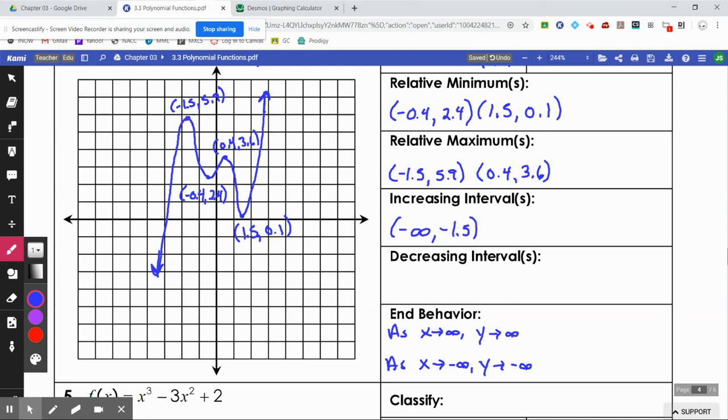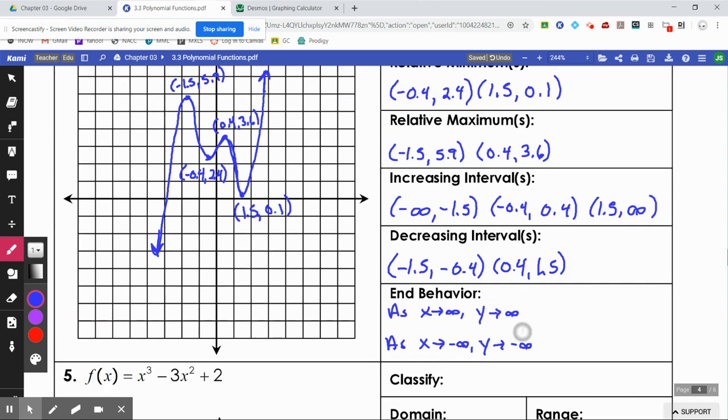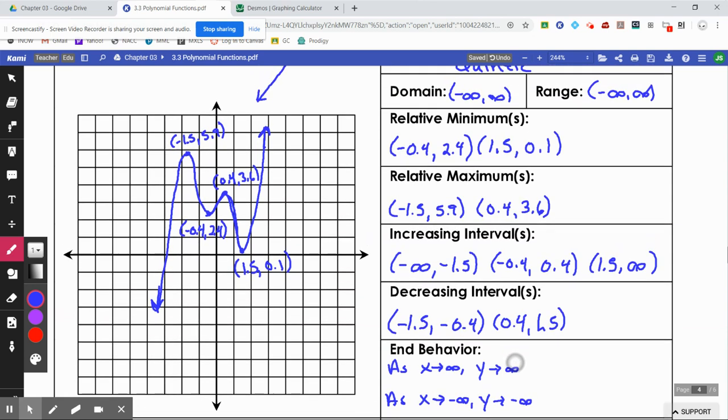so that'd be negative 1.5. Then we start decreasing at negative 1.5. And we decrease up to the value of negative 0.4. Then at negative 0.4, we start increasing again, and we increase from there up to 0.4. Then we start decreasing again, and we decrease from 0.4 up to 1.5. And then from 1.5 for the rest of the way, we are increasing. And I believe that would be everything.